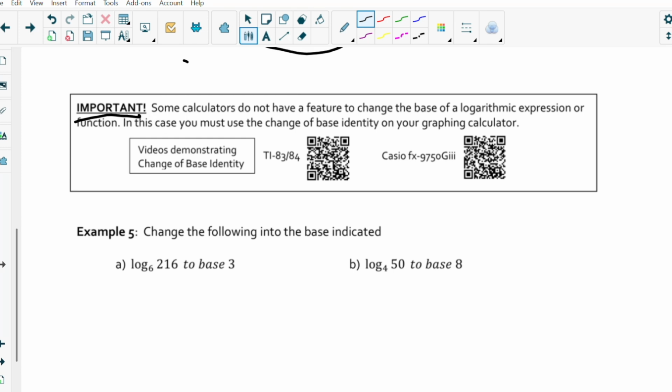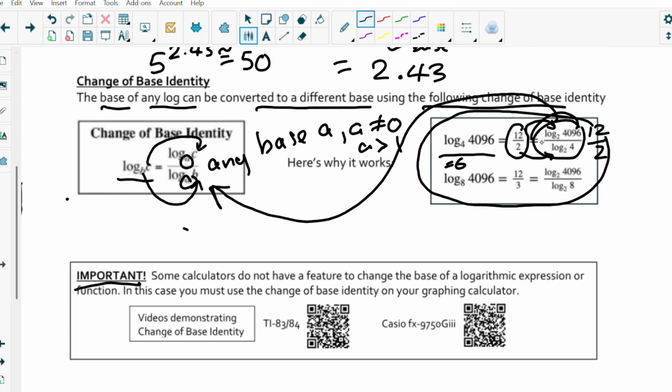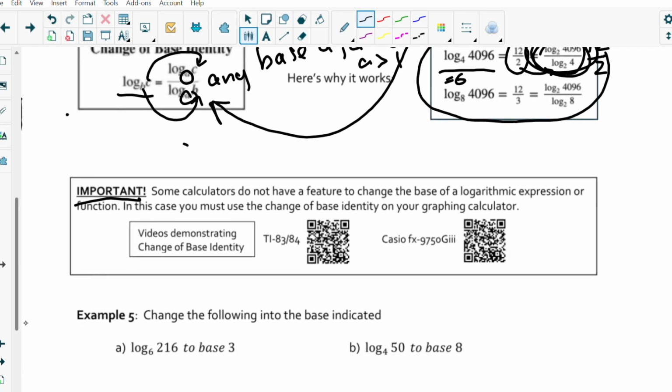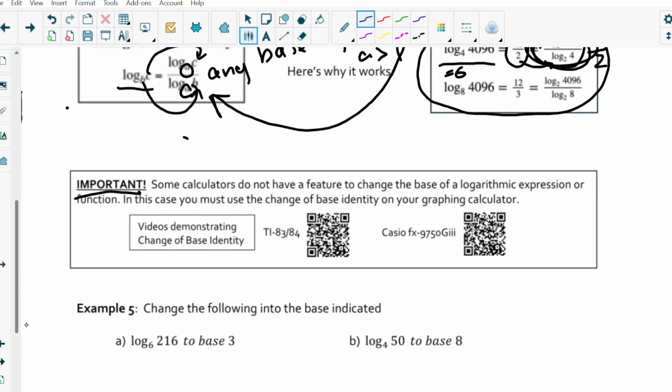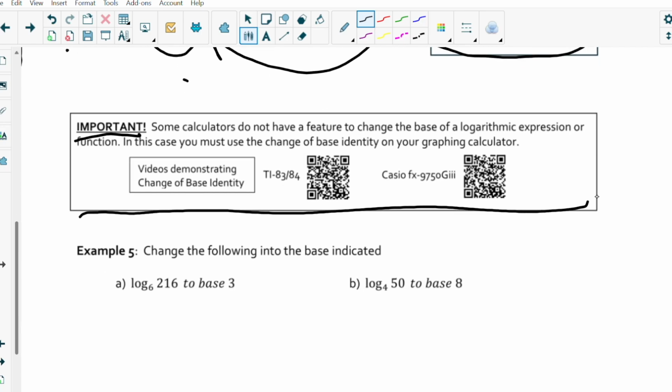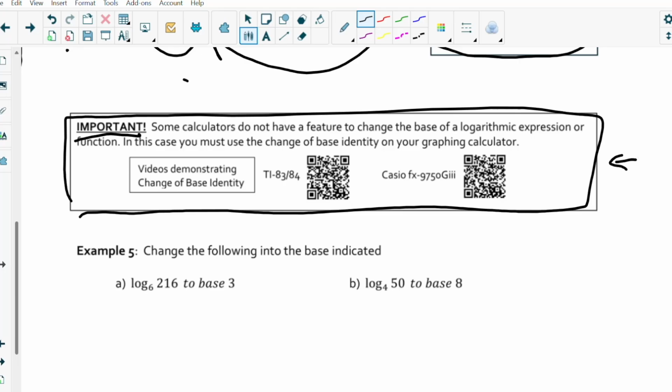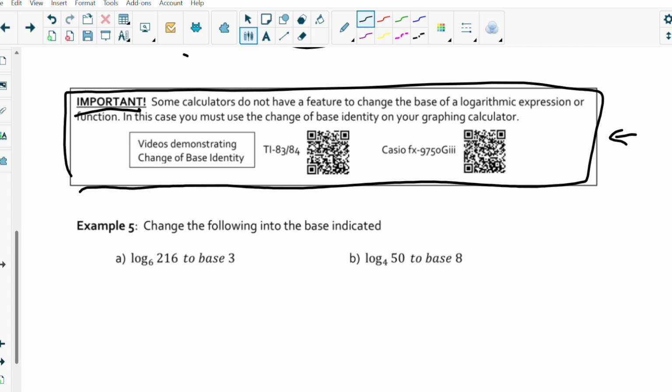Okay, read this important note. Some calculators don't have the change of base identity built in, so you have to do this calculation every time you want to do a log that's not base 10. If that's you, with a TI-83 or some of the older calculators, you have to do this. Have a watch of the video. With your knowledge of logarithms, you should understand what is going on here. Get that resolved right now.